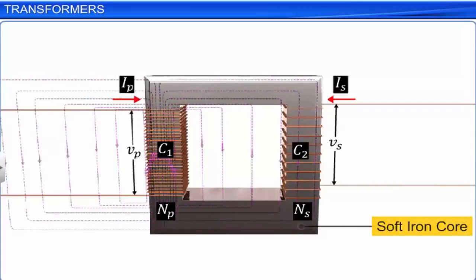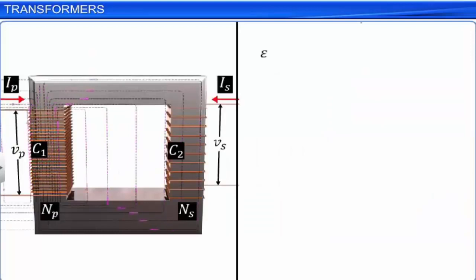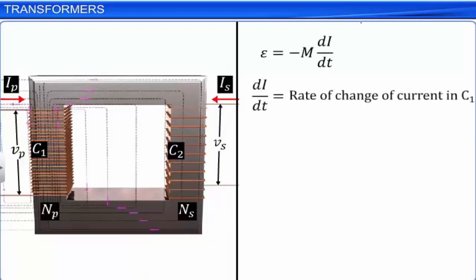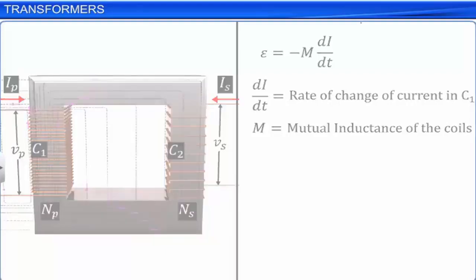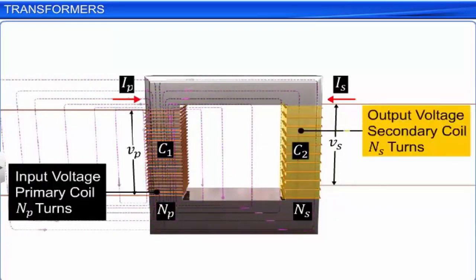If the time-varying magnetic flux produced by coil C1 passes through the other coil C2, an EMF E is induced in coil C2. The EMF induced in the coil C2 is equal to minus M di by dt, where di by dt is the rate of change of current in the coil C1 and M is the mutual inductance of the coils. The negative sign here indicates the direction in accordance with Lenz's law. The coil C1, at which input voltage is applied, is called the primary coil, and the coil C2, at which output voltage is obtained, is called the secondary coil. Let the number of turns in these coils be Np and Ns respectively.